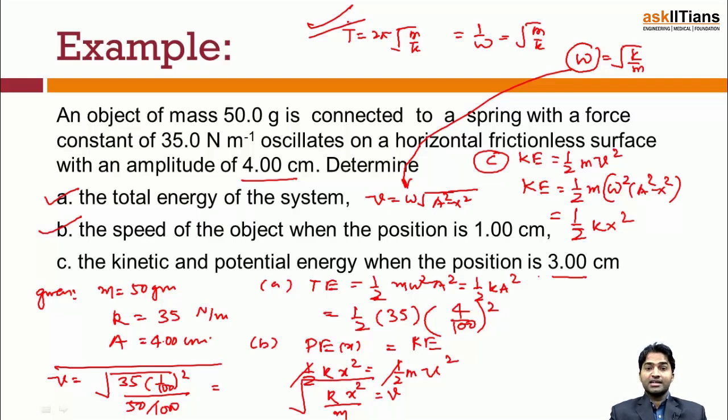Now potential energy is just the energy associated with the position of any object. It's equal to 1 by 2 kx square. k is the spring constant or force constant, x is the displacement at any time. On substituting the corresponding values of these two terms, we will get the value. Hence, we got the answer for all three questions.